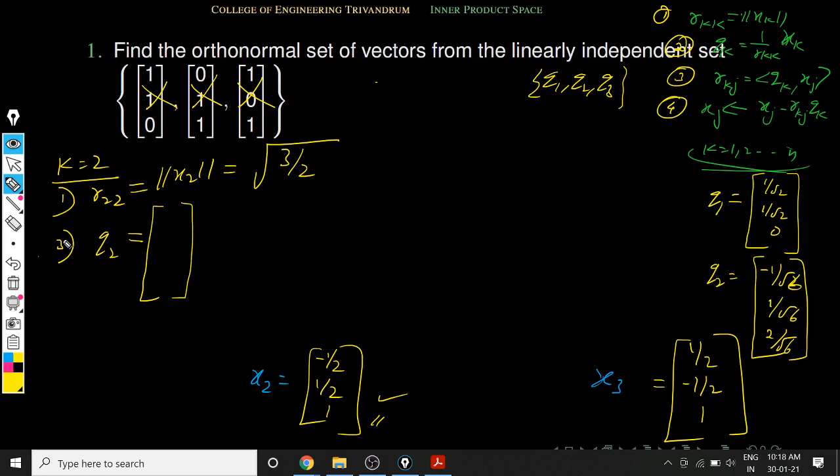Okay, our second step going. Then third step. We have to compute r_kj's for the remaining j's. Remaining j means we have only one more j, j equal to 3. So in step 3, we have to compute only one value. Present value of k is 2 and j starts from k plus 1, so we have only r23. What is r23? R23 is the inner product of q2 and x3. This x3 is the new x3. Q2 is this one. So what is the inner product between these two?